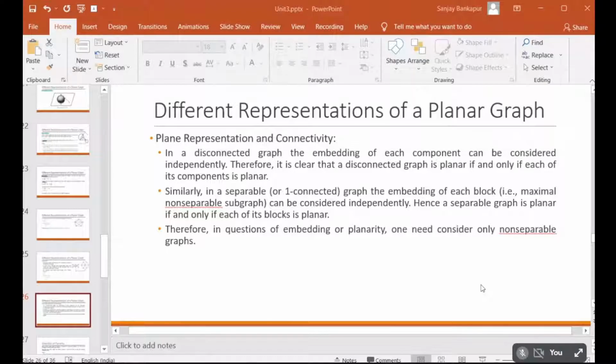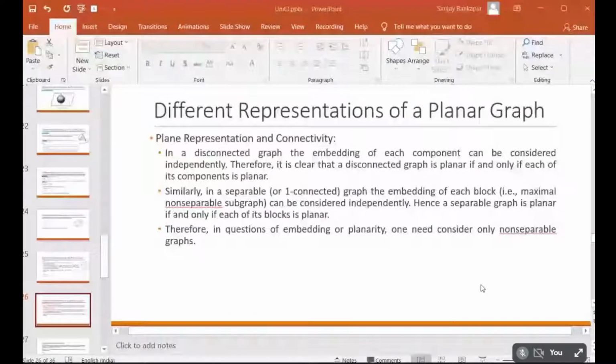If all components are planar, then the whole disconnected graph is also planar. We started the concept of planar in a connected way, but a disconnected graph can also be planar only if all its components are planar. That is the first point with respect to connectivity. Why I have made that under connectivity is because of disconnection: if it is not connected completely, then it is disconnected, and each component's plane representation is a planar graph.